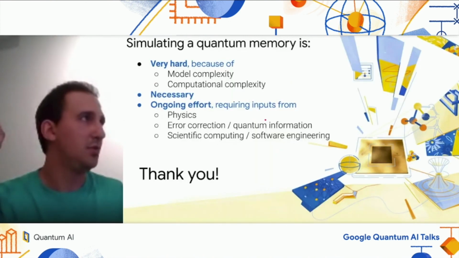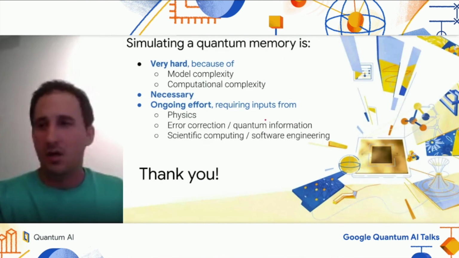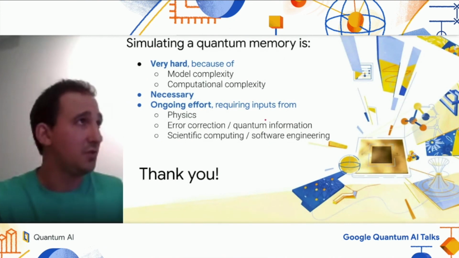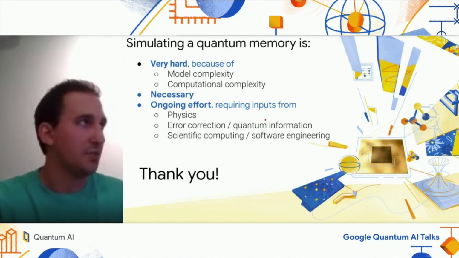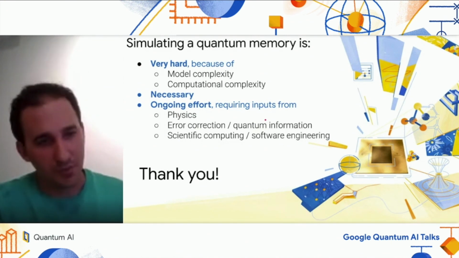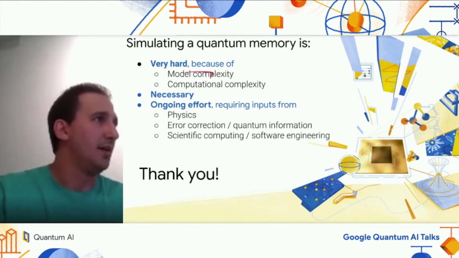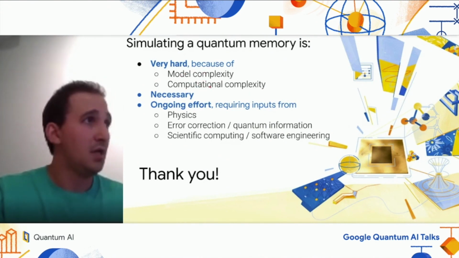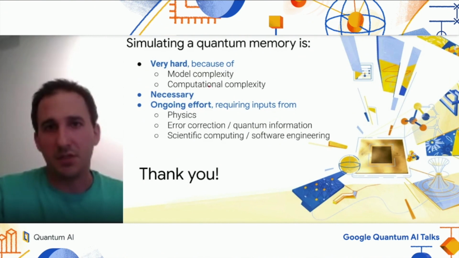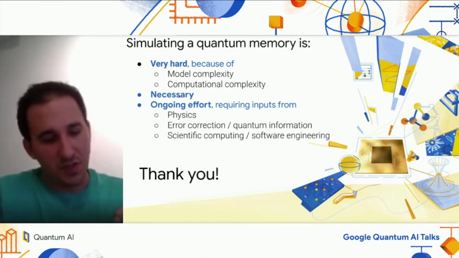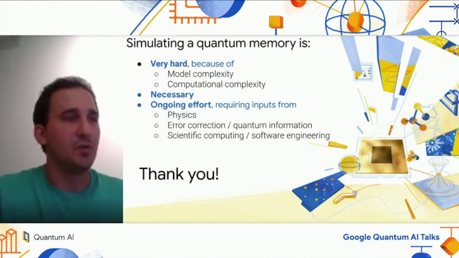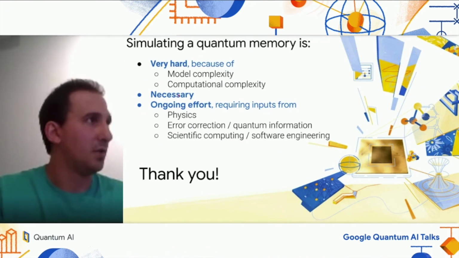So let me conclude with a summary of my presentation. First, simulating a quantum memory or an error correction experiment is very hard because quantum computing is hard. There's a lot of model complexity to account for, and the computational complexity of the simulations is also quite challenging. Furthermore, this is still a necessary thing that we're going to have to do in order to be able to get to a fault-tolerant quantum device.